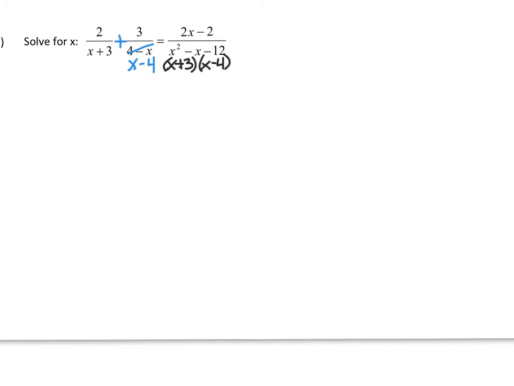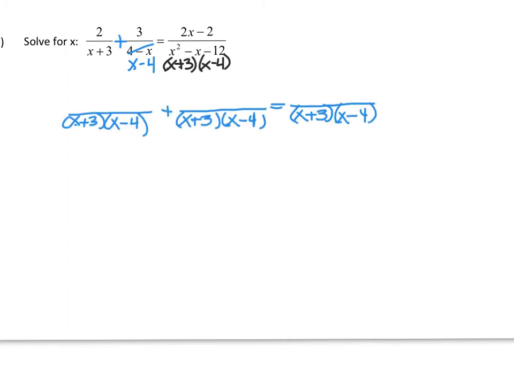Now, I think you can all see at this point the common denominator is going to be x plus 3 times x minus 4. If a factor is included in any of the denominators, you need to include it in the common denominator. So what I did was I rewrote each of these fractions with the common denominator of x plus 3 times x minus 4. And I brought this down as an addition sign.